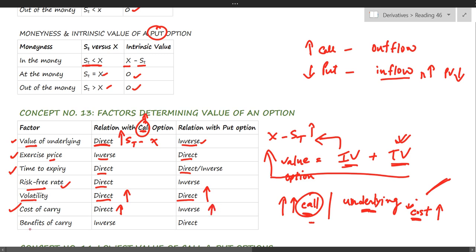And the opposite is the case with the benefits. If you are not incurring cost associated with the underlying, then you are also not receiving the benefits associated with the underlying. So you are losing on this when you buy a call option. So that is why higher the benefits, lower will be the value of the call option, and vice versa.